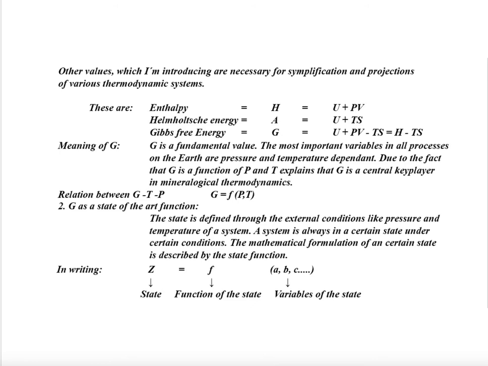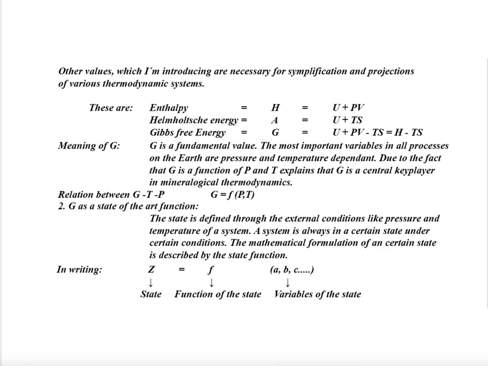Then we have the Helmholtz energy with the shortcut A, and this can be described by the function U plus T multiplied by S, temperature multiplied by the entropy. And then we have the Gibbs free energy. The Gibbs free energy is one of the most important values when we are talking about mineralogical thermodynamics.